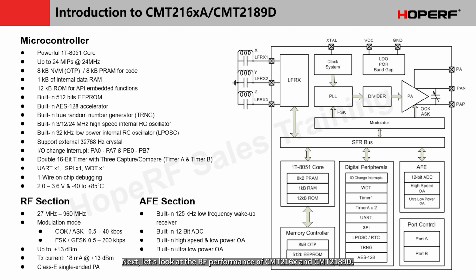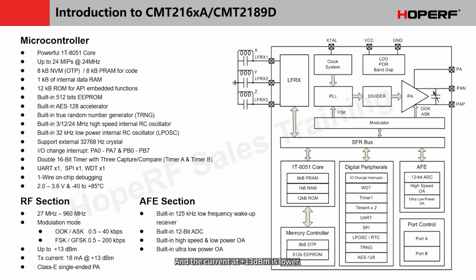Next, let's look at the RF performance of CMT216X and CMT2189D. Then its RF frequency will be a bit wider. The operating frequency range supports 27 MHz to 960 MHz. The speed range is similar to the CMT2186A/87A. In OOK mode, it can support 0.5 to 40 kbps. In FSK mode, it can support 0.5 to 200 kbps. The maximum transmit power is still up to +13 dBm.